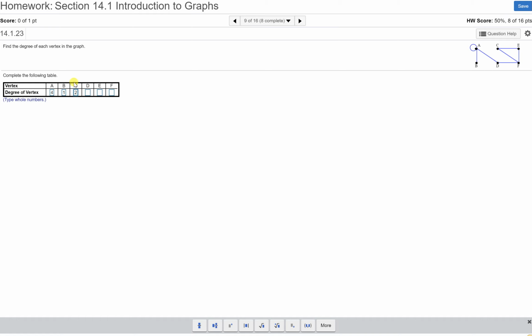D has 2 as well. E has 2 exits, so the degree is 2. F has 1, 2, 3. F has 3 exits. Degree is 3. Okay.